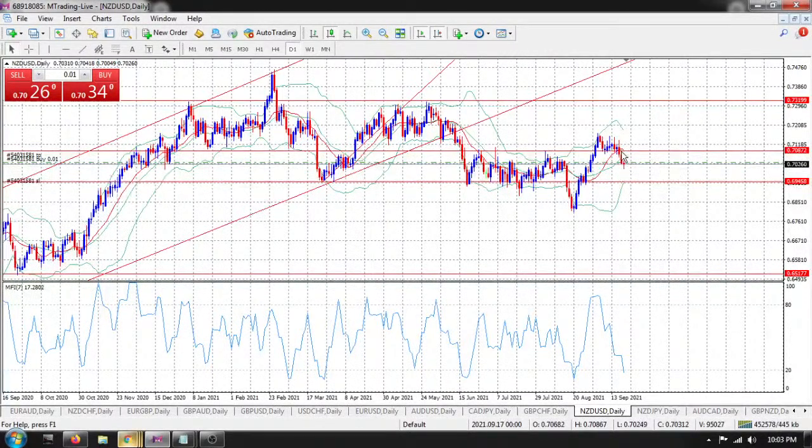All right, so we believe that it has gone down enough for it to pick back up, and we expect the dollar to be strong in the course of the day. All right, so that is for New Zealand USD daily time frame. So it's a buy trade.